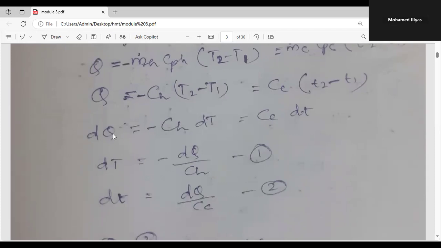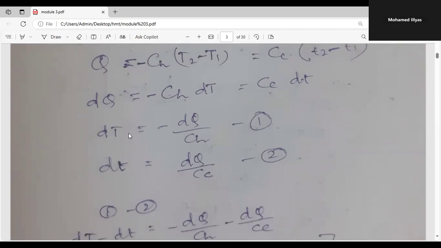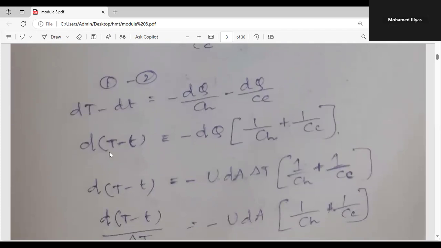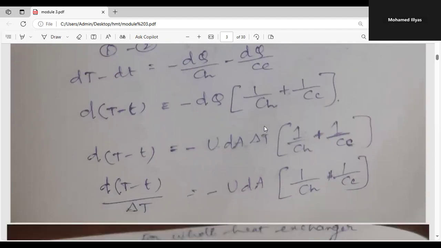And we can write, in terms of the elemental area, dq equal to minus ch dT and cc dt here. And from this we can write capital dT equal to minus dq by ch and small dt equal to dq by cc. Subtracting these two equations, we can write d of (T minus t) equal to minus dq. Taking it outside, we can write 1 by ch plus 1 by cc. And we know that dq equal to U dA delta T, that we'll substitute here.